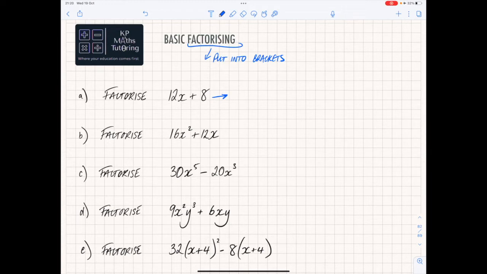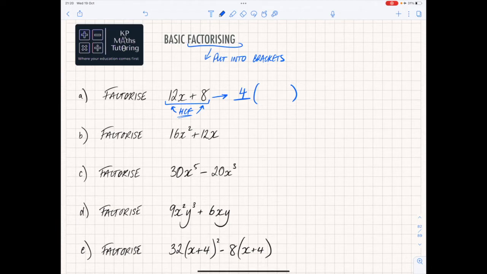So here what you're looking for is a number on the outside, or potentially a letter as well on the outside, and then your brackets. So you're looking here, what number goes into both? What is the highest common factor of 8 and 12? And you should be able to identify that 4 is the highest number that goes into both.